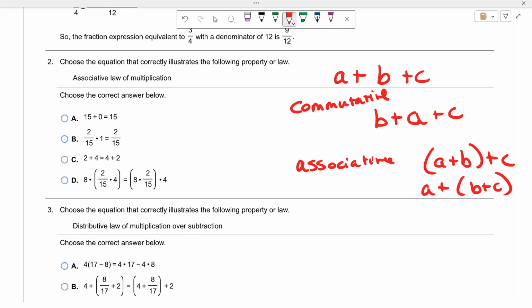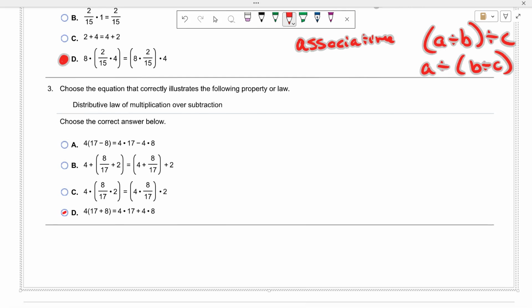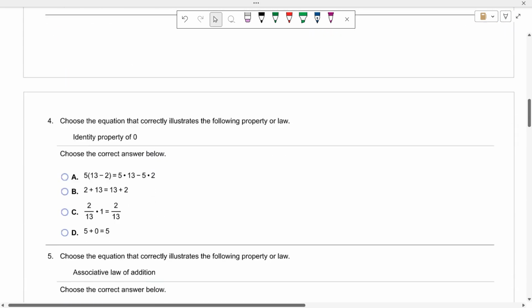Okay, associative law of multiplication. So we're dealing with multiplication, not addition. We're moving parentheses. It would obviously be D. Okay? Distributive law. You know what the distributive property is. You multiply the 4 through the parentheses. It would be D again, not C, because C we're moving parentheses, D we're multiplying through the parentheses.